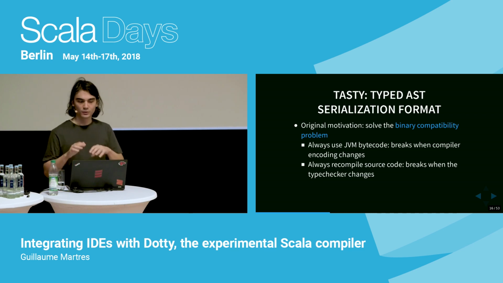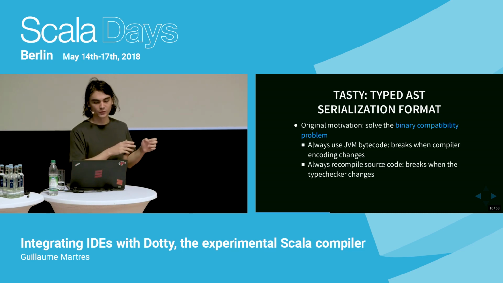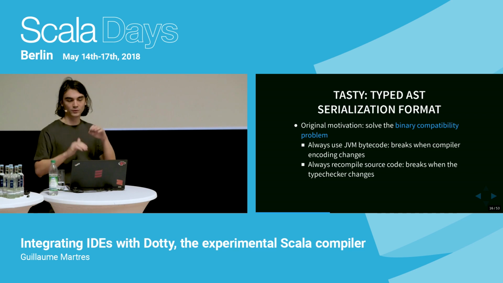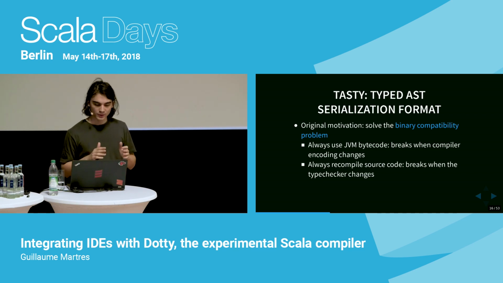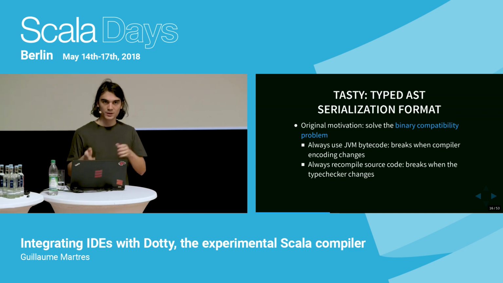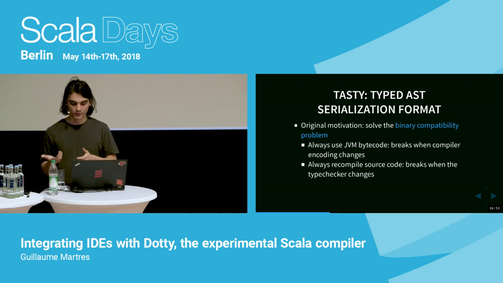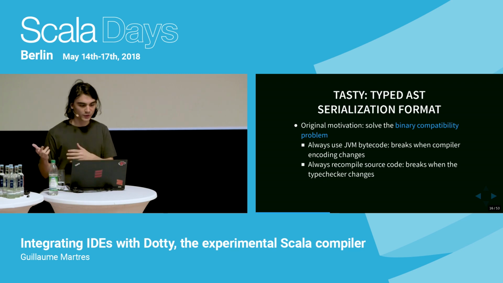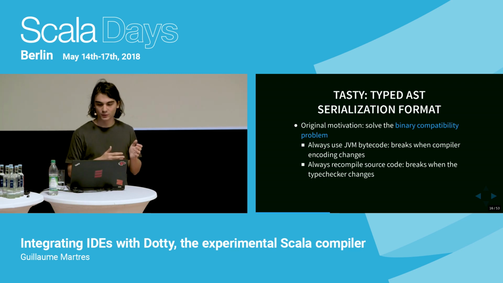And Tasty is kind of a middle ground between these two things, because we store the trees as they are after type checking. And type checking already takes care of all the things that move the most in the compiler and that are the trickiest to get right, which are type inference and overloading resolution, implicit search. But at the same time, it's much more high level than JVM bytecode. So when we change things like the encoding of traits, or when we decide to output Java 11 class files instead of Java 8, that doesn't influence what's stored in the Tasty trees.